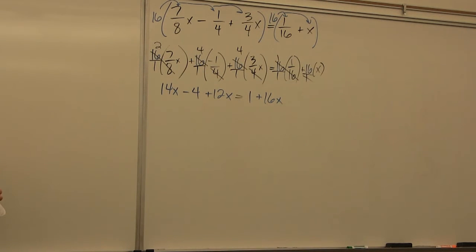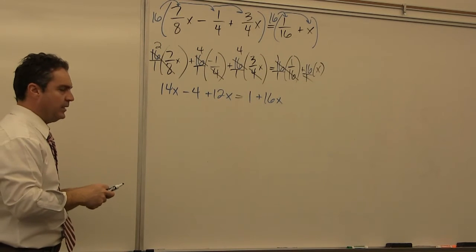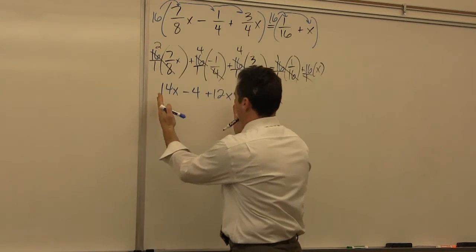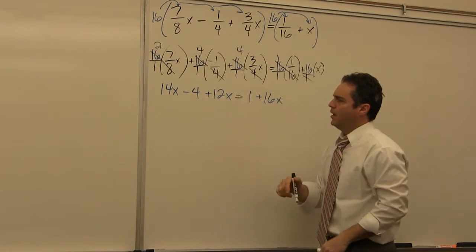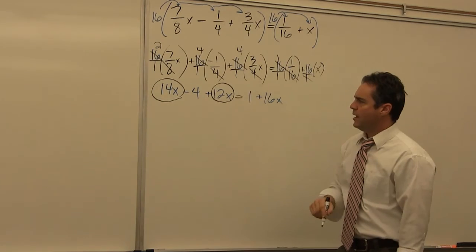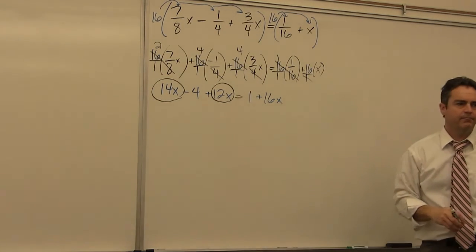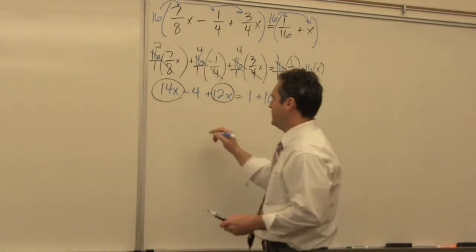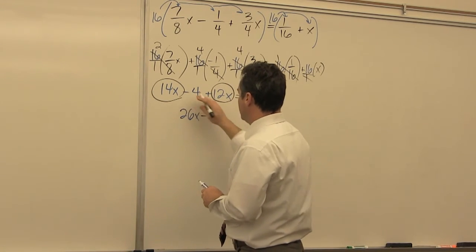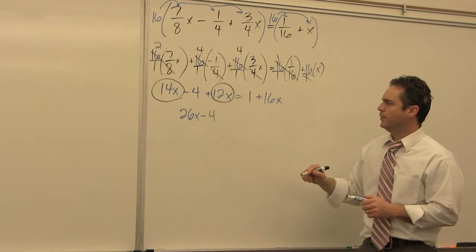My next step in the 3-step process to solving is to collect like terms, combine like terms on each side of the equal sign. So on this side right here, I have 14x and I have 12x. Good job. 14x and 12x make 26x. Awesome. 26x minus 4, that just comes down because there is no like term there.